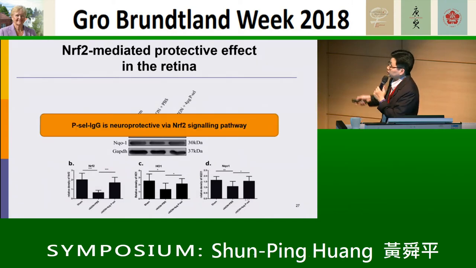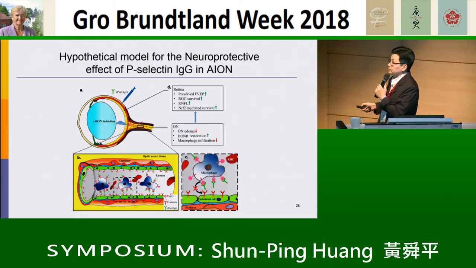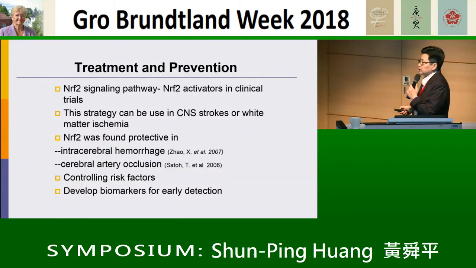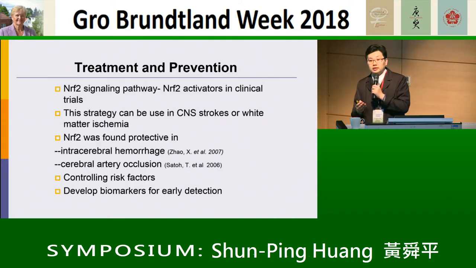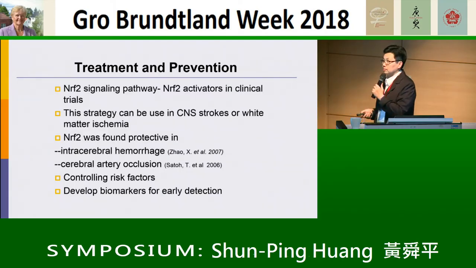Okay, so that's the model for our neuroprotective effect of P-selectin IgG in AION. For the treatment and prevention, we found that this is a very important signal pathway. In the future, they already use NRF2 activator in clinical trials. So maybe if we successfully find the protective effect in this animal model, we can soon use it in the clinic.